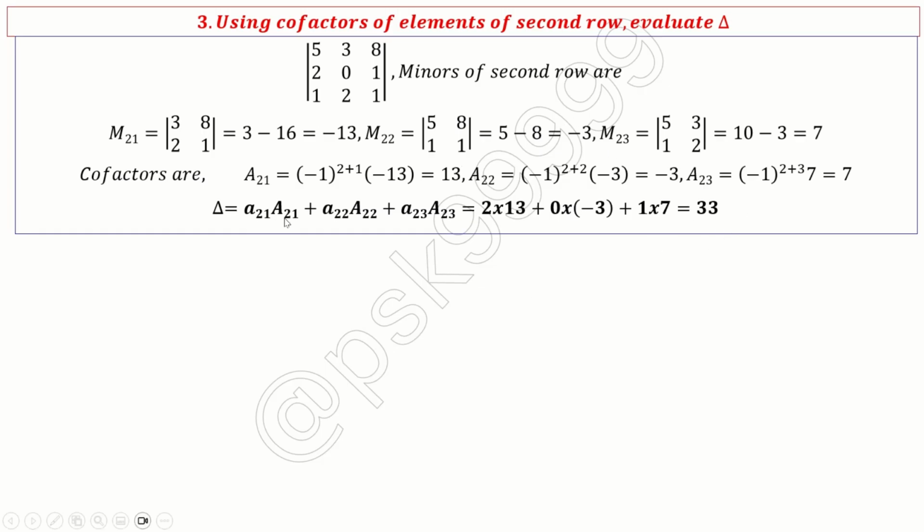Okay, so A21 into its cofactor, capital A21, A22 multiplied with its cofactor, A23 multiplied with its cofactor. So 2 into 13, 0 into minus 3, 1 into minus 7 you should do. So 26 minus 7, that is 19. 19 is the answer, not 33. Okay, this is wrong. Okay, next.